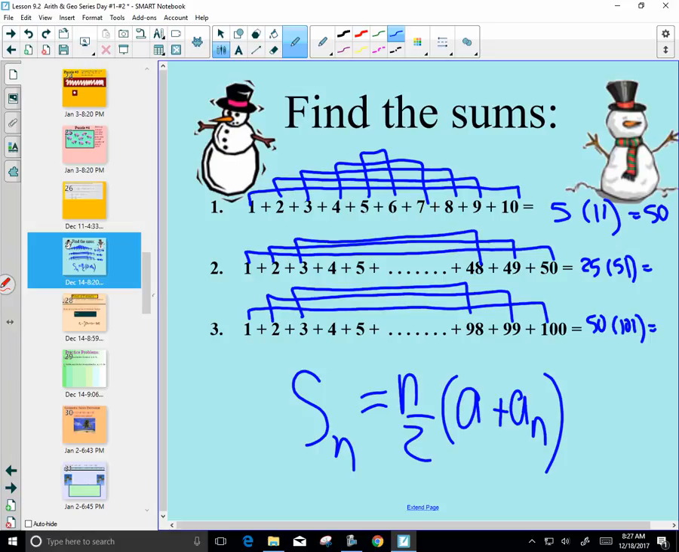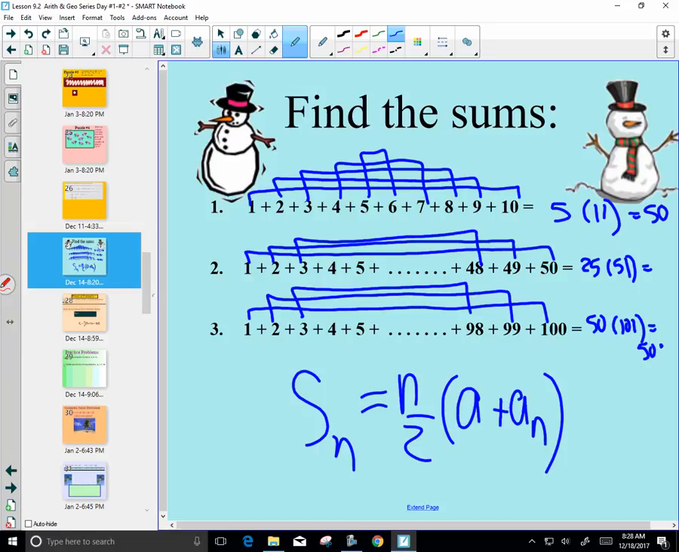Oh, wait a minute. That's not right. I have something totally different. This n over 2, well, I got the n over 2, but 2a plus n minus 1 times d, that's not this one. Well, let's do something else first before we get into that. I have the first and the last, 10 plus 1 was 11, times 5 is 55. 101 times 50, do you know what that is equal to? You're going to love it.